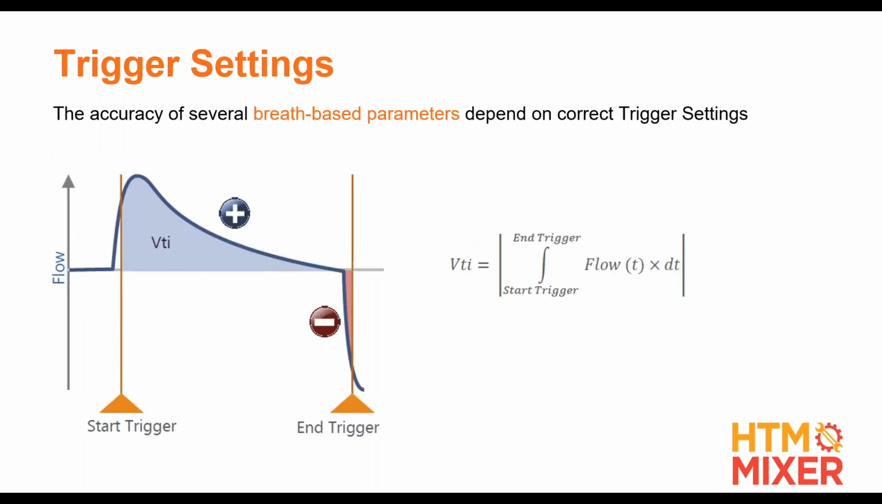Okay, so here's a quick example. What we're trying to do, if we measure VTE or VTI, we're measuring the area under the curve, and we're integrating that to get the total volume. So we're measuring flow over time under that curve. And if our trigger settings are off just a little bit, you see here where we're starting a little bit late and we're ending a little bit late. Well, we've missed some of the volume, so now this value is going to be lower. We've added some negative volume, so this is going to be even lower again.